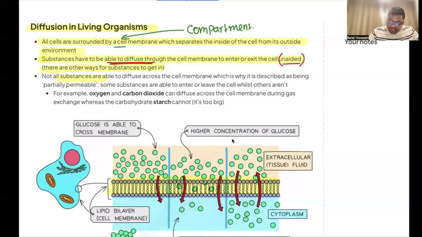Not all substances are able to diffuse across the cell membrane. Why are they not able to diffuse? Because the cell membrane is partially permeable, meaning some substances are able to enter or leave the cell, whilst others aren't. Example, oxygen and carbon dioxide.